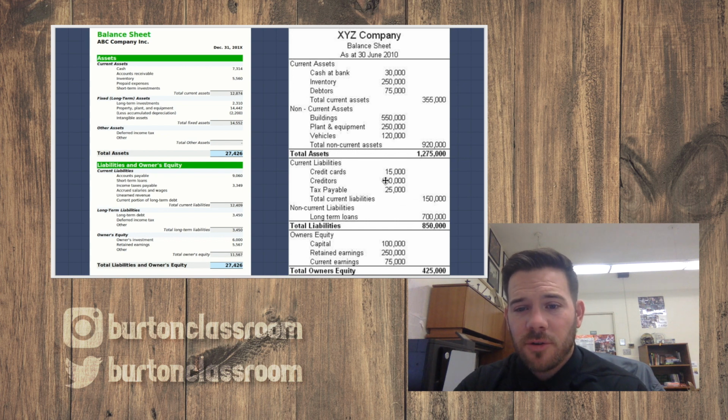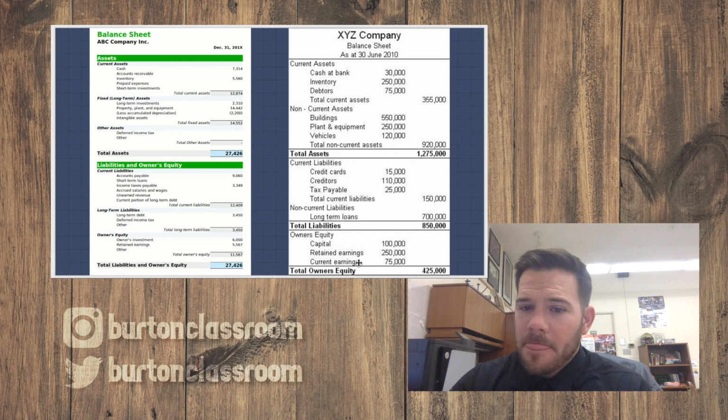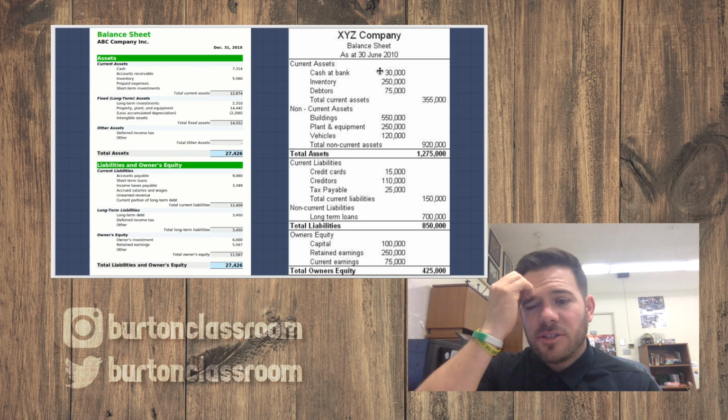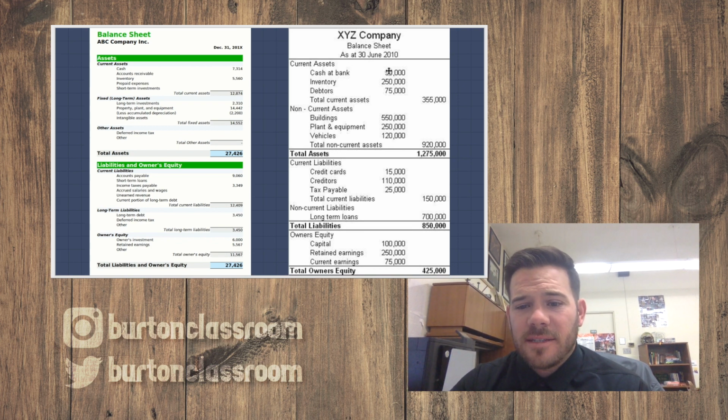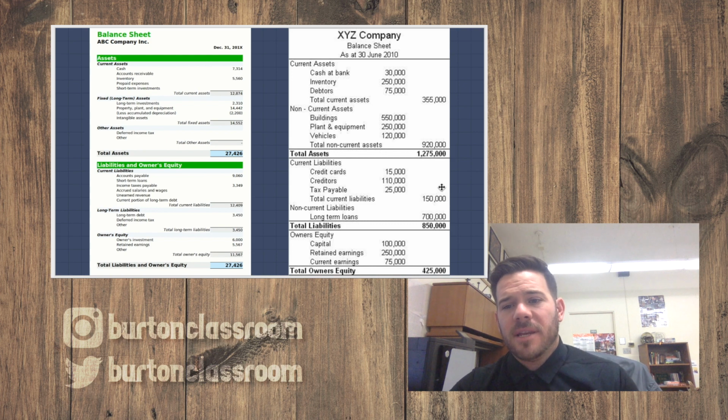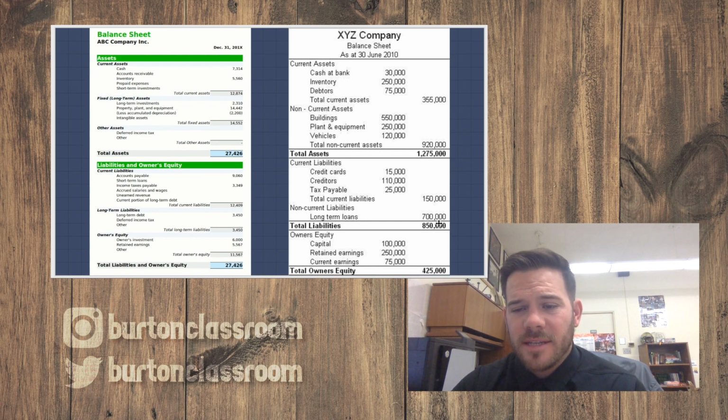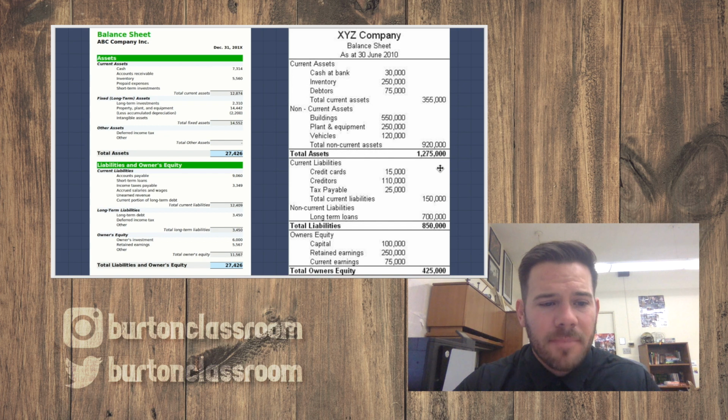Then we have credit cards. So again, current liabilities. This is the company credit card, how much they owe to their creditors. Looking at that, tax payable, long-term loan, and then equity, how much capital, retained earnings, and current earnings. So this could be retained earnings, could be all the years before. Current earnings could be as of this year. So again, you just want to make sure that these are all matching up. And again, if you added these up with this, that's what it would end up being. Okay, so that's what we are going to do.